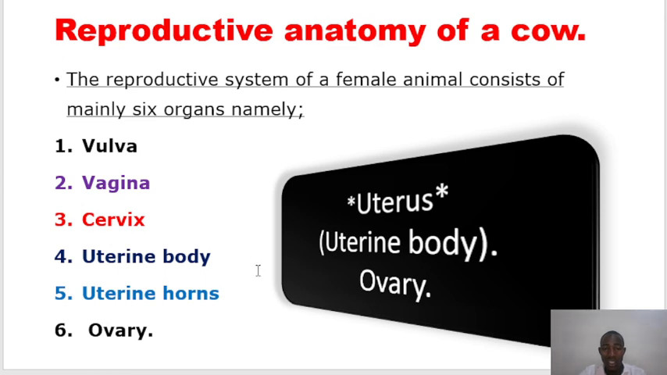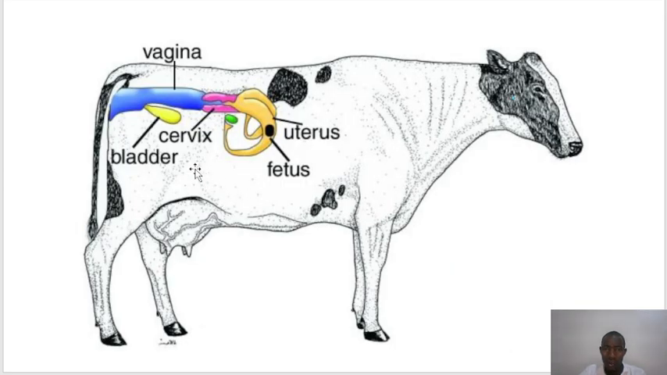We have the uterus. This is made up of the uterine body and then the uterine horns. Then we have the ovaries. The ovaries produce the ova. This is how it looks like. The vulva is always outside, and so we always see it. Then you have the vagina inside, whereby you also have the cervix, the uterus, then you have our ovaries.